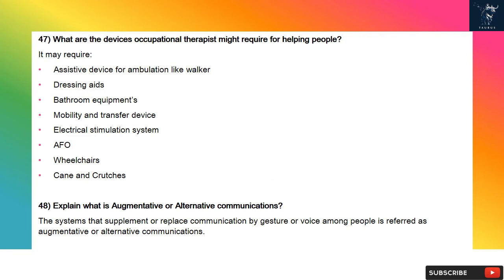47. What are the devices occupational therapists might require for helping people? It may require assistive device for ambulation like walker, dressing aids, bathroom equipments, mobility and transfer device, electrical stimulation system, AFO, wheelchairs, cane and crutches. 48. Explain what is augmentative or alternative communications. The systems that supplement or replace communication by gesture or voice among people is referred as augmentative or alternative communications.